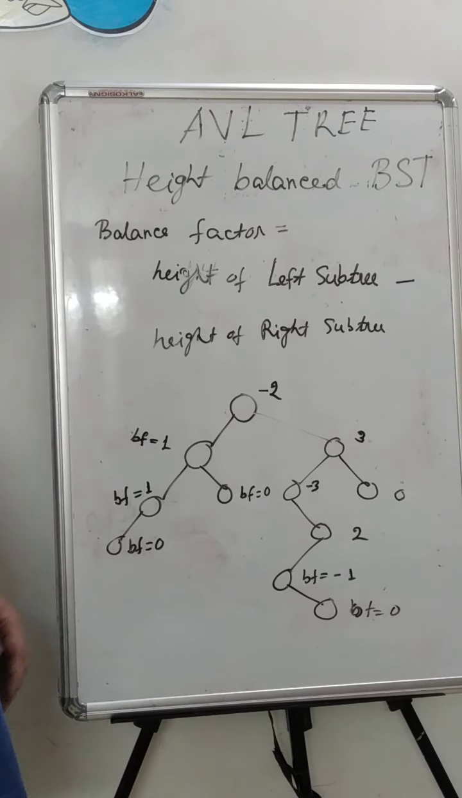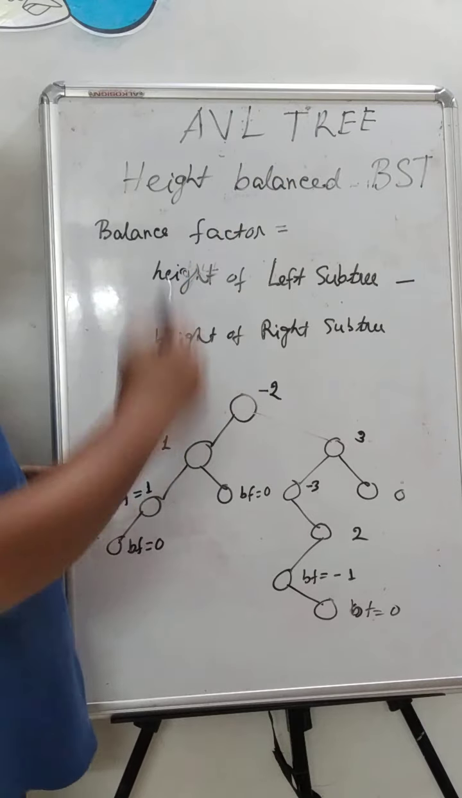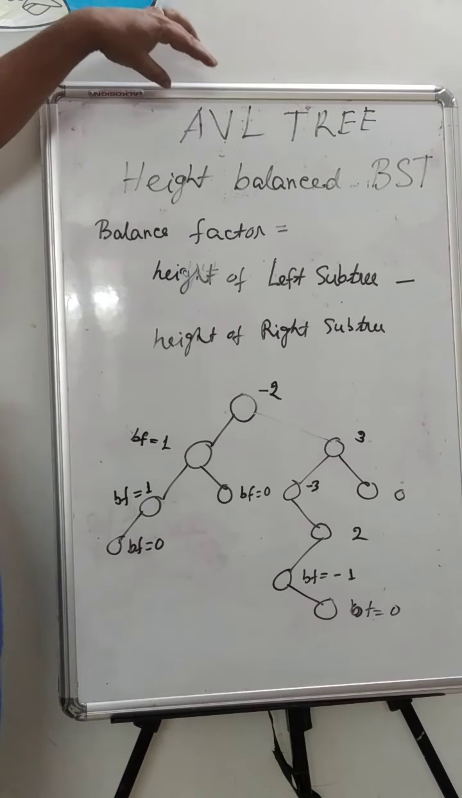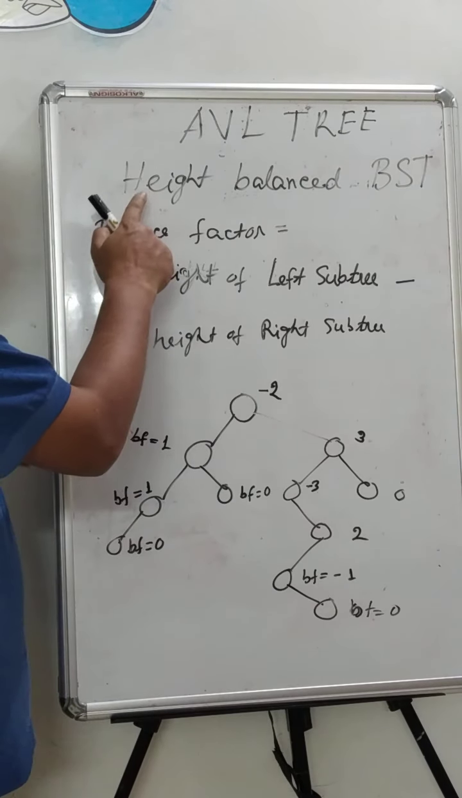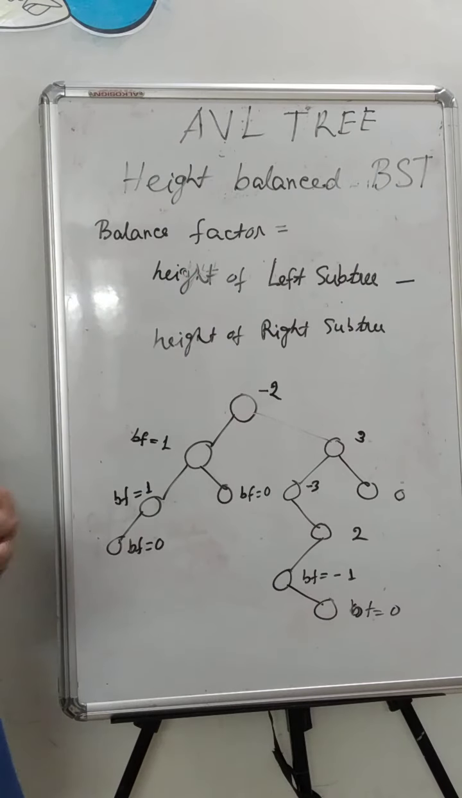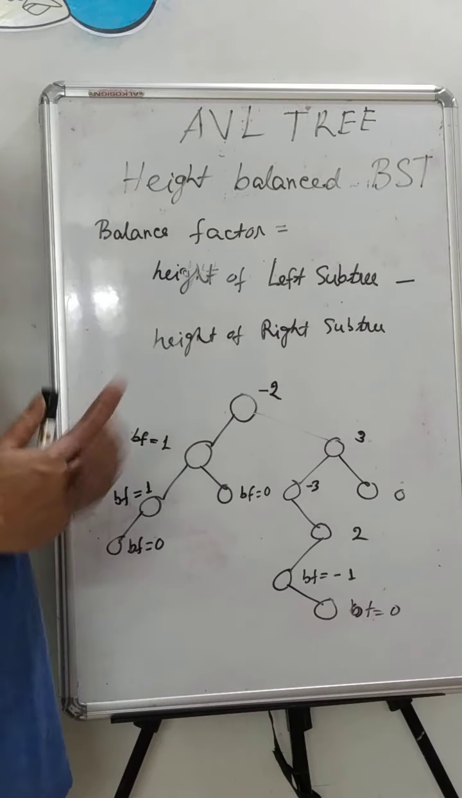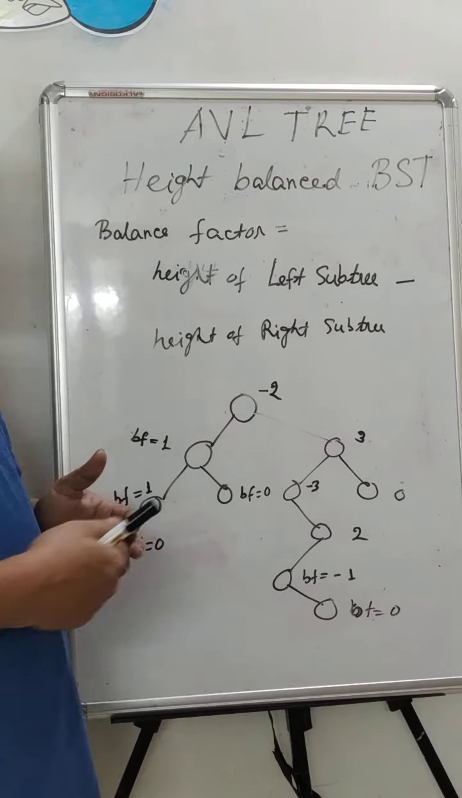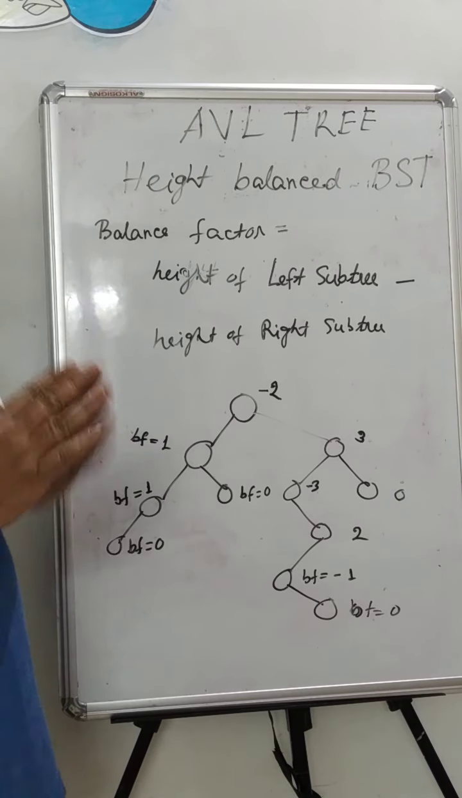Today the topic of our discussion is the AVL tree. Very concisely, the AVL tree's definition can be given as a height balanced binary search tree. Whatever the properties of a binary search tree are retained here in the AVL tree also, and at the same time it has an additional property that it should be height balanced.